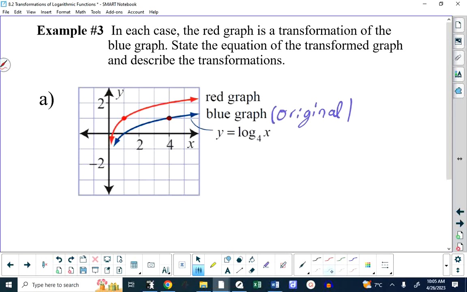The blue point is 4 away from that asymptote or axis. The red point is only 1 away, which means we're dealing here with a horizontal stretch by a factor of a quarter, which means B is 4. So we're going from this, which is the blue graph, to y equals log base 4 of 4x.